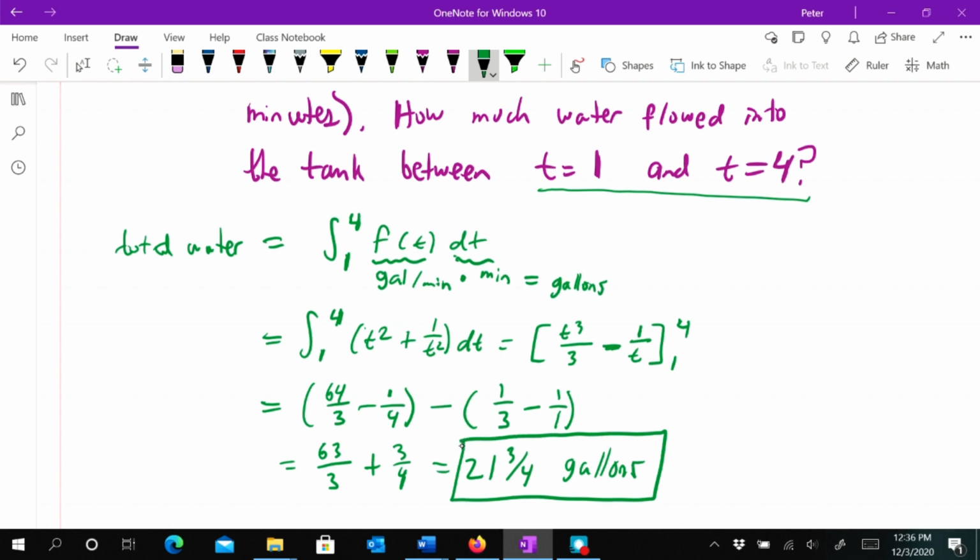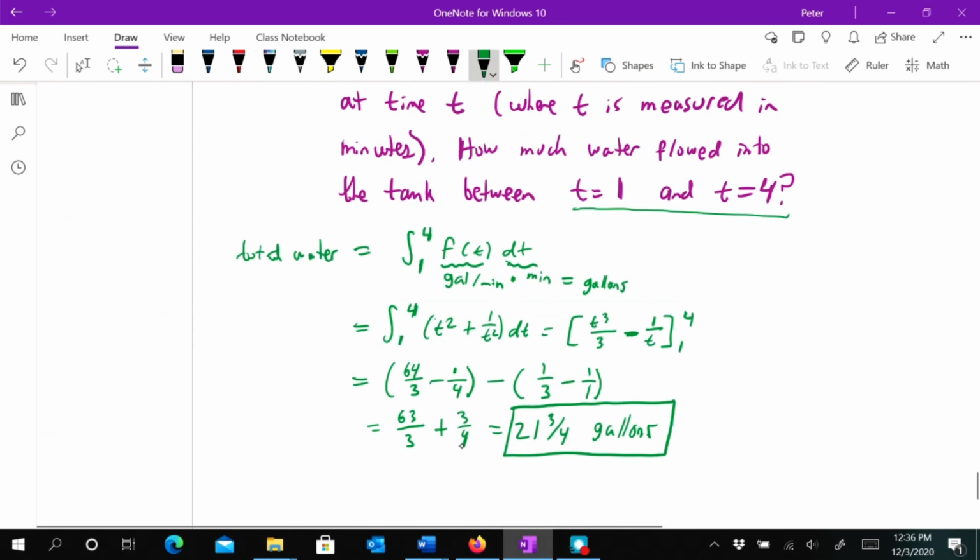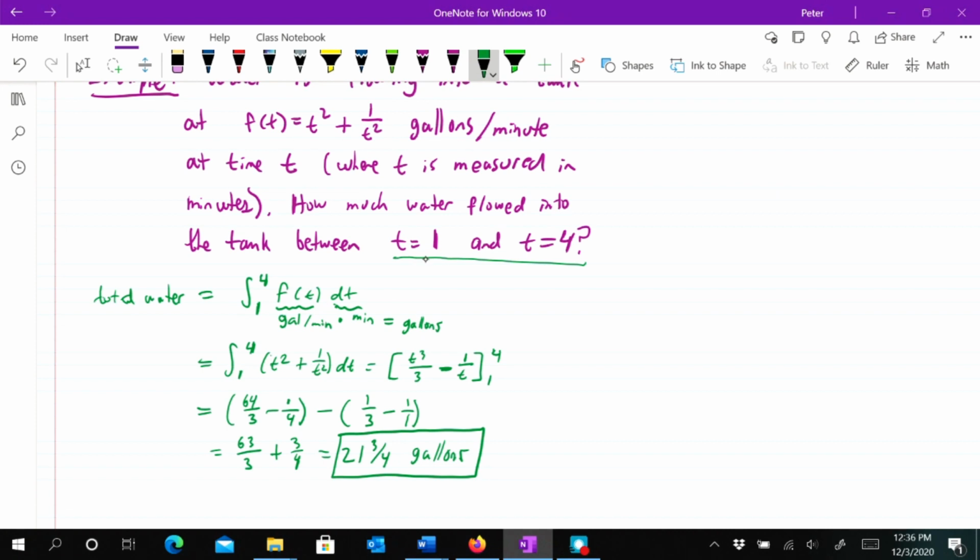So what's the physical interpretation of this? It means that if I check the amount of water in the tank at time 1 and then come back and check it later at time 4, I will find that there's 21 and 3/4 gallons more water in the tank than there had been at time 1.